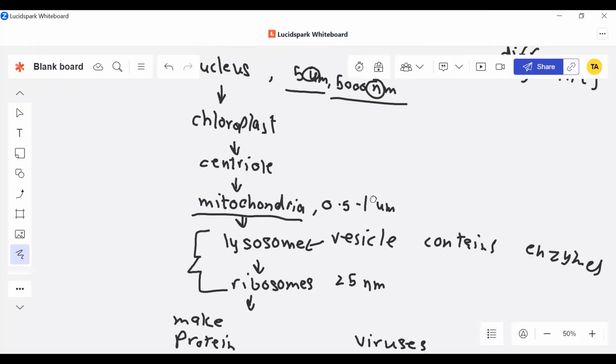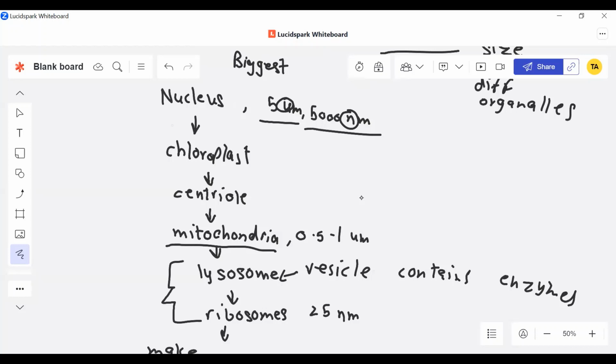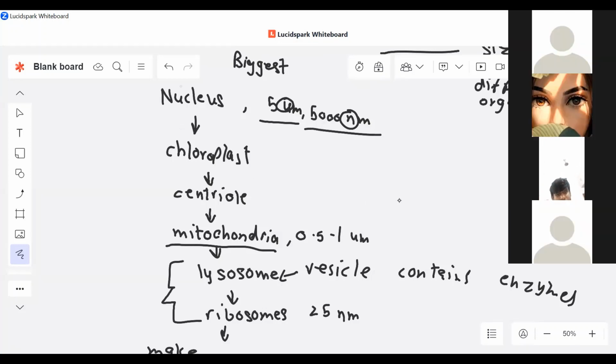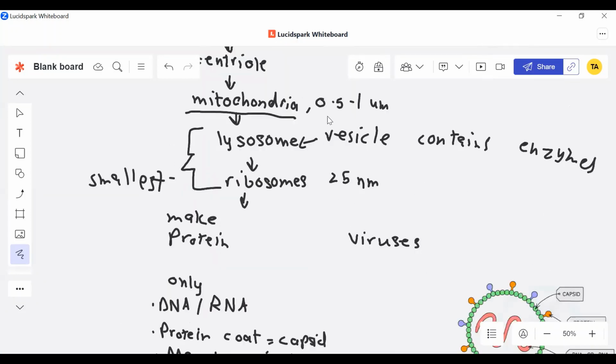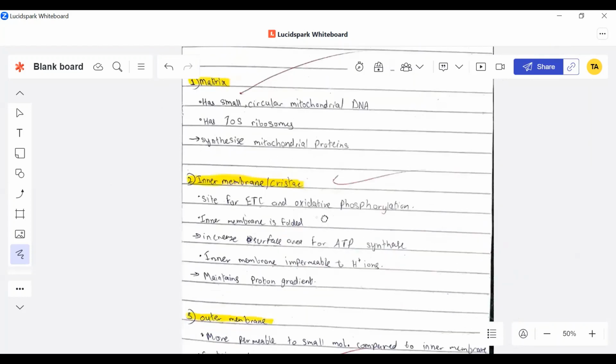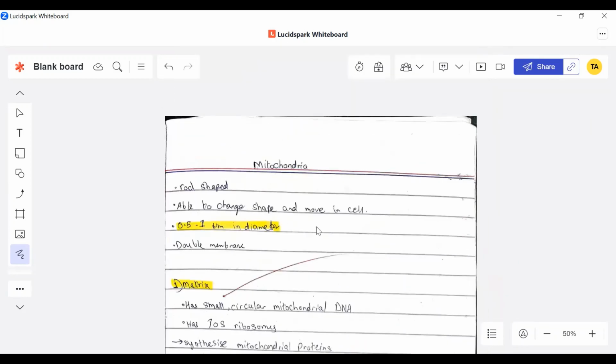So these were the arrangement of organelles. So nucleus, then chloroplast, then centriole, then mitochondria, lysosome, and finally ribosome, which is the smallest. And nucleus is the biggest, right? So now that we are done with this, I want to go to mitochondria, because mitochondria has a separate chapter.